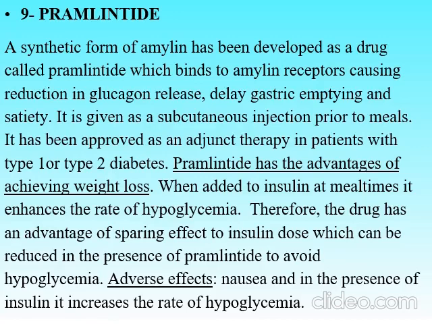Pramlintide has the advantage of achieving weight loss when added to insulin at mealtime. Therefore, the drug has an insulin-sparing effect, and insulin doses can be reduced in its presence to avoid hypoglycemia. Adverse effects: nausea, and in the presence of insulin it increases the rate of hypoglycemia.